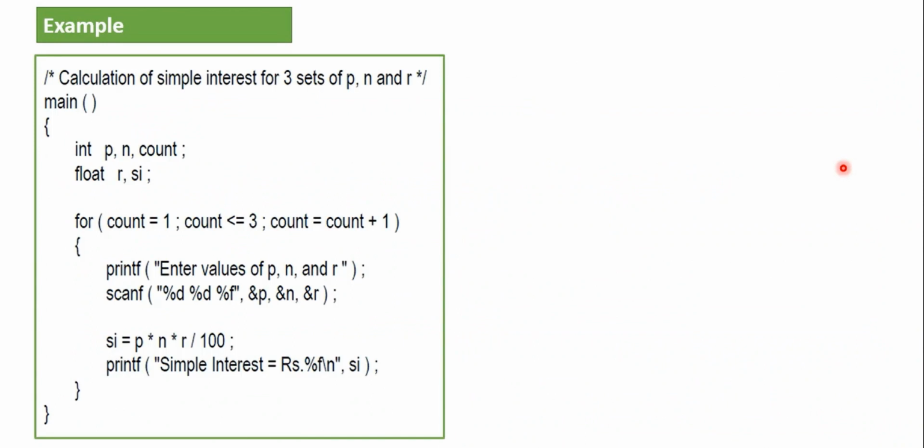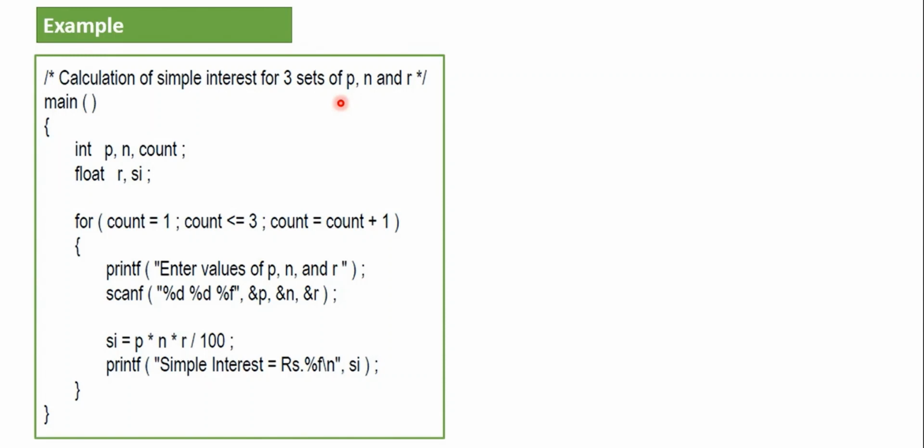Let's understand with the help of an example. This is an example that is the calculation of simple interest for three sets of P, N and R. If you remember, we have written this program for calculating the simple interest value in the very first session. So here we are going to perform this simple interest calculation multiple times.